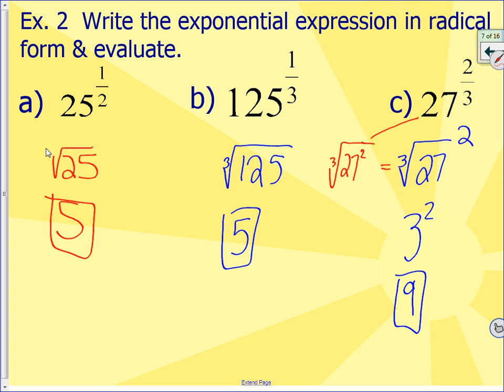Okay, well, we'll get that. 27 squared, I have no idea what that is. But I do know the cube root of 27, and I know how to square 3. So I always tend to write the power on the outside because it makes the number smaller first, and then it makes it bigger. So it's easier to do in your head. But it is equivalent. Yes?